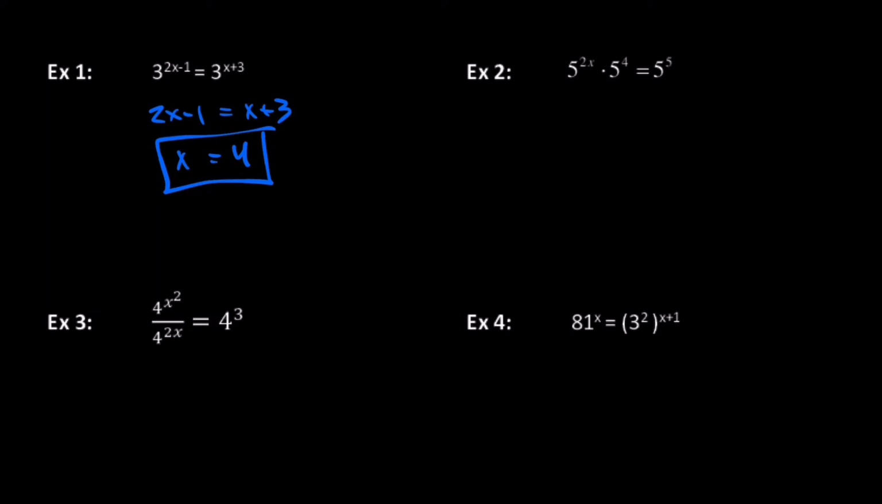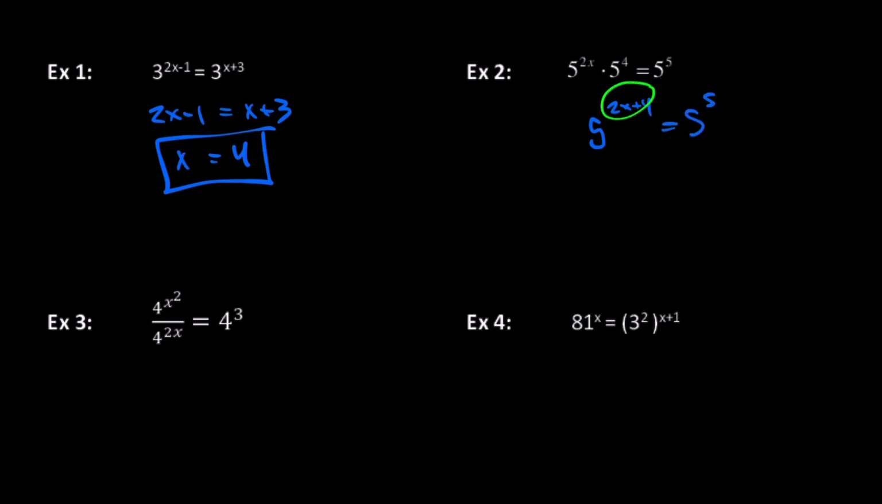So now, the issue here, I have the same base, but I have 2 of them over here and just 1. Now that concept we talked about only works when I have a single base on both sides. So somehow I need to put these two together. It's not too difficult. You just have to remember your properties of exponents. When you multiply bases, you add the exponents. So that would be 5 to the 2x plus 4 equals 5 to the 5th.